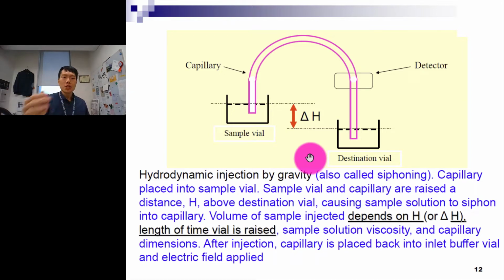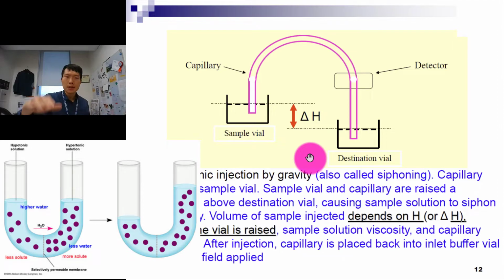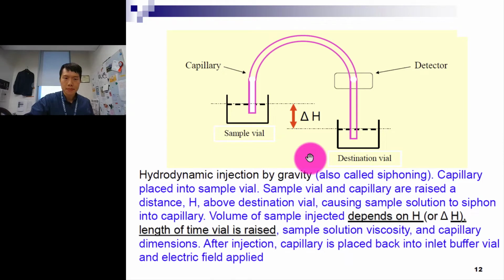In a hydrodynamic injection, gravity injection here, the difference in the pressure, if you recall in your previous pre-university days, how you have an inverted U-tube, not the video, but when there's a difference in the level, right, so there's a pressure difference and therefore there's a flow of the liquid from here to there. Okay? You can see the level of the meniscus moving. So the volume of the sample injected depends on the height, the delta H, and the length of time the vial is being raised.